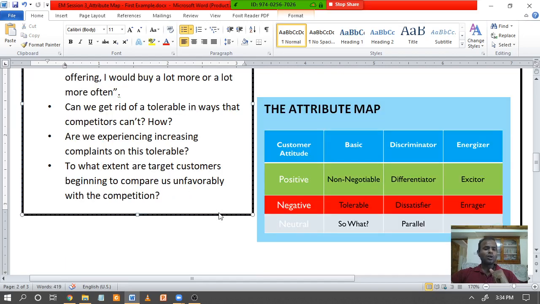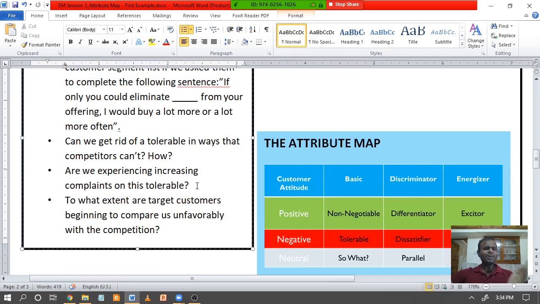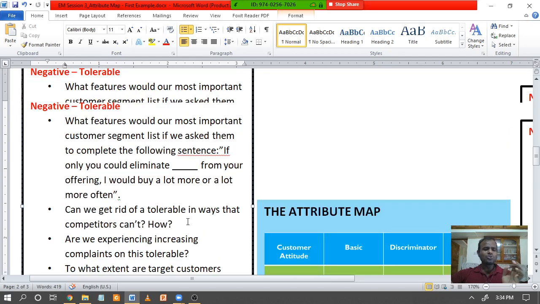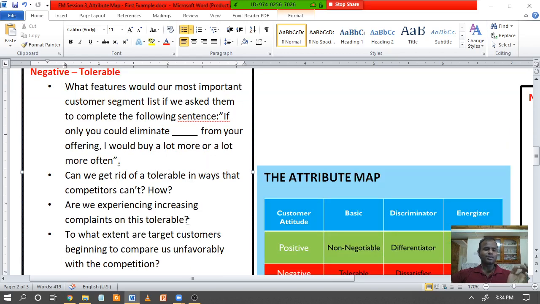Okay, so look at whether we are experiencing any complaints, and if it is tolerable, make sure to listen to your customer, and try to fix the problem in such a way that it is win-win for both. It is a win for the university, and a win for the customer also. Sometimes when you take care of that negative tolerable, that can become a positive exciter for your customer. Are you able to understand this?